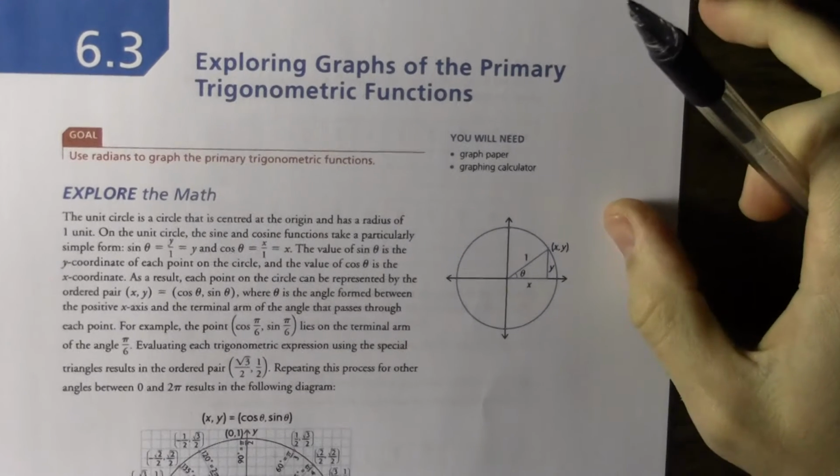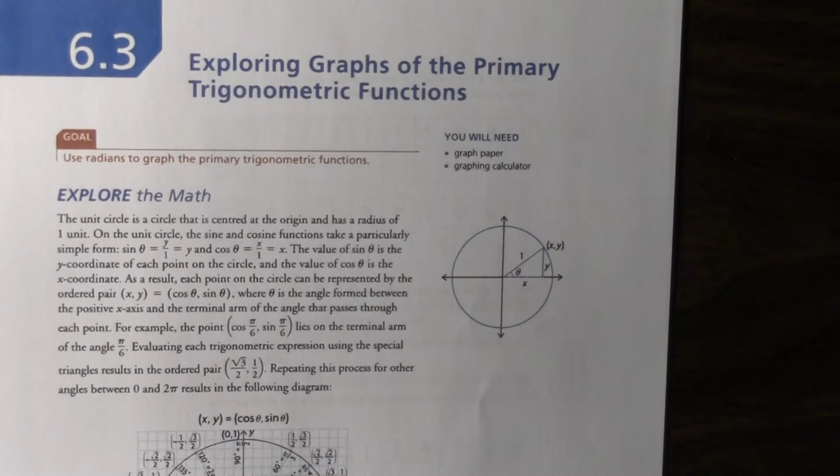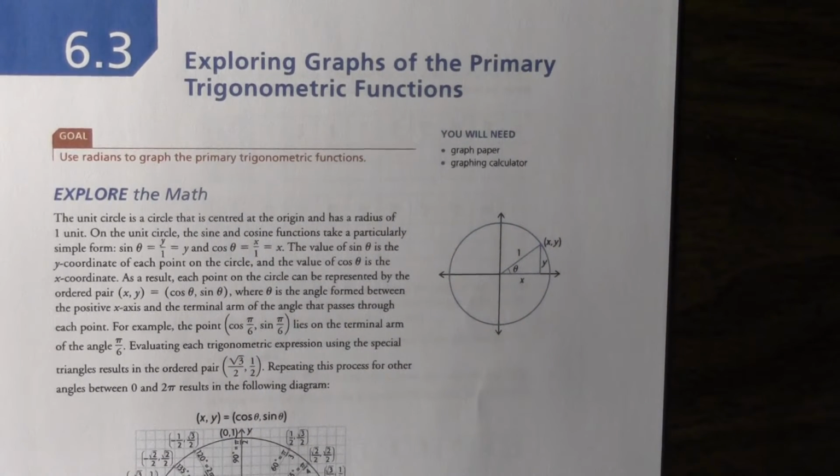The unit circle is a circle that is centered at the origin with a radius of 1 unit. On the unit circle, the sine and cosine functions take a particularly simple form. Sine theta equals y over 1 equals y, and cos theta equals x over 1 equals x. The value of sine theta is the y coordinate of each point on the circle, and the value of cos theta is the x coordinate.